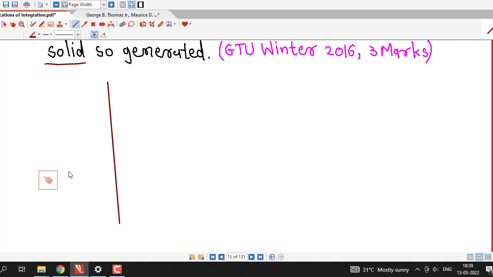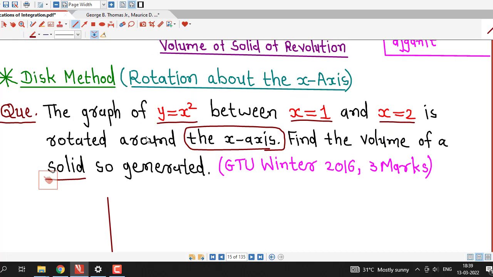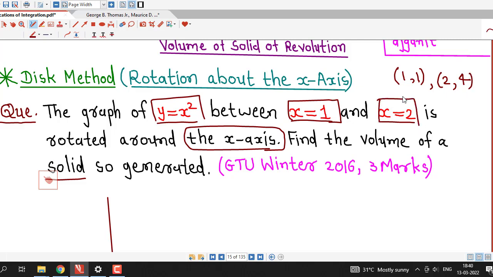So suppose this is xy plane, and we have to consider the graph of y equal to x square between x equal to 1 and x equal to 2. So we can think about intersecting points. Here if we consider x equal to 1, y is going to be 1. So x equal to 1 will intersect this y equal to x square at point (1, 1), and if x is 2, y is 2 square, that is 4. So x equal to 2 and this parabola will intersect at (2, 4).